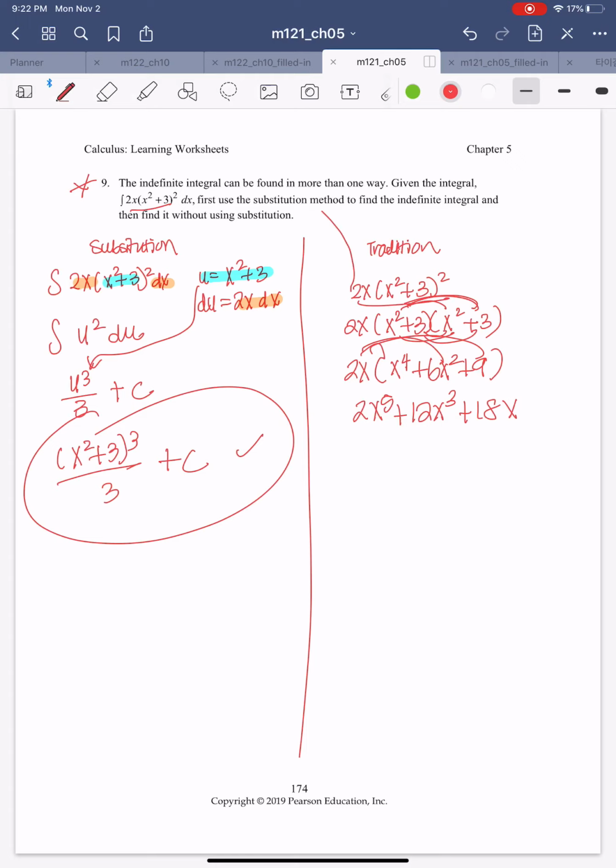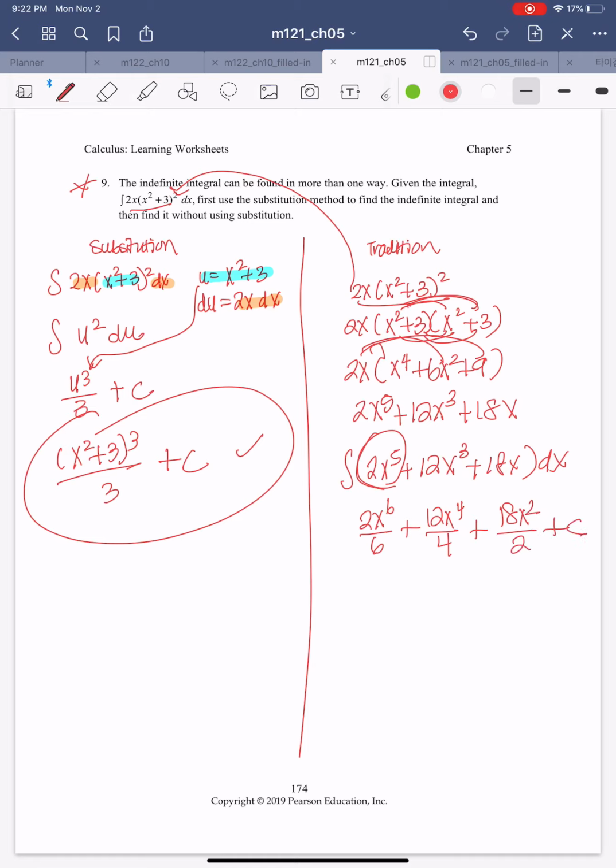That's just what I have here. So I can rewrite that 2x times x squared plus 3 squared dx. I FOILed it. I have 2x to the fifth plus 12x cubed plus 18x dx. Now, you know by addition, you can separate the integral term by term. The first one will be raise power divided by new power. So 2x to the 6 over 6. x cubed changes to the 4th, and then 18x squared divided by 2 plus c.